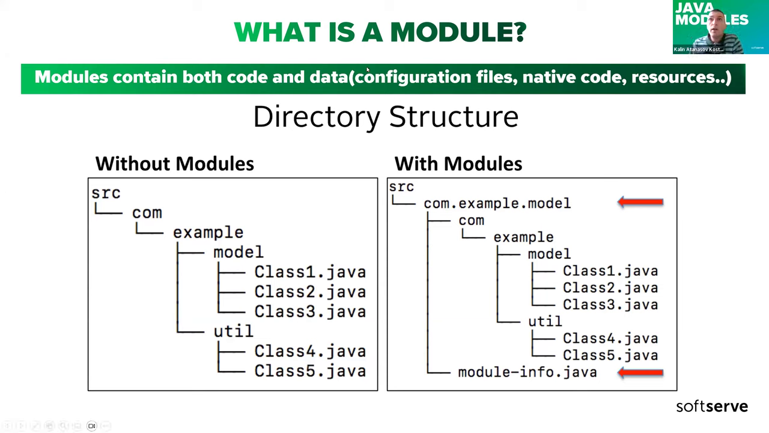Let's look at this directory structure here. Notice that the structure with modules has new directories as a parent. These are the red arrows in the picture. The content of this directory represents the packages that we are including in the module. In this case, the module contains the packages com.example.model and com.example.u2. Next, we're just adding the module-info.java file in the root package, which is pretty important because the root package is descriptive about the module.